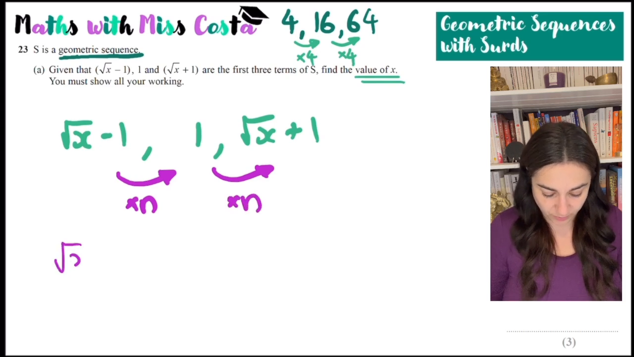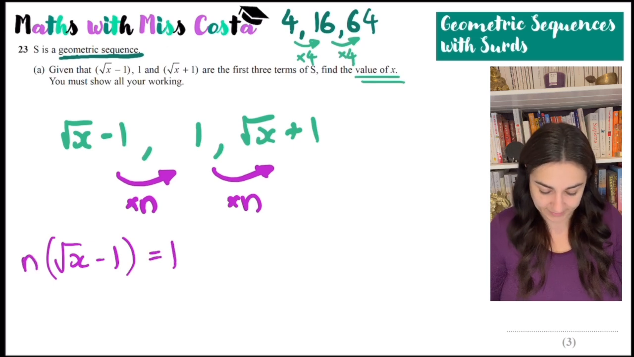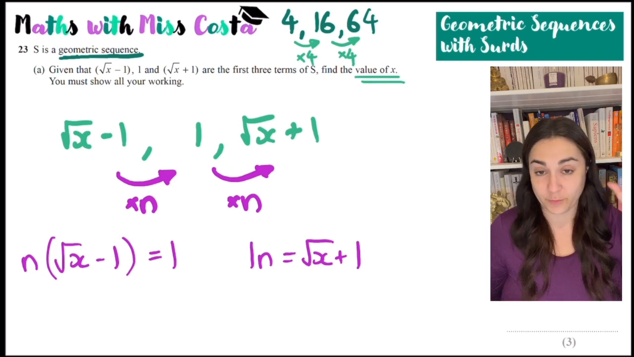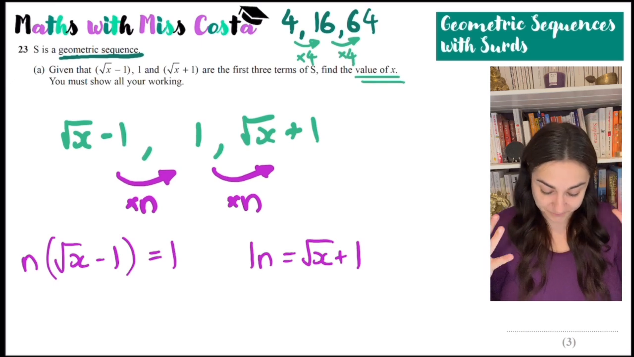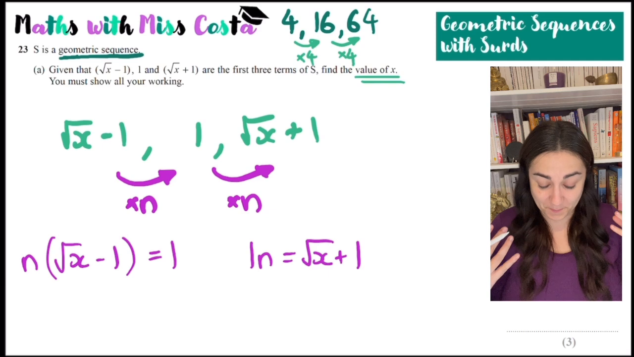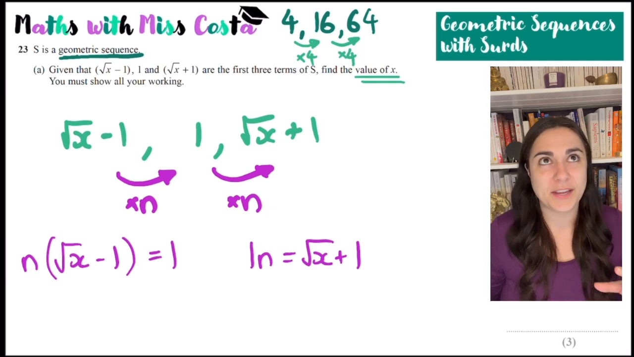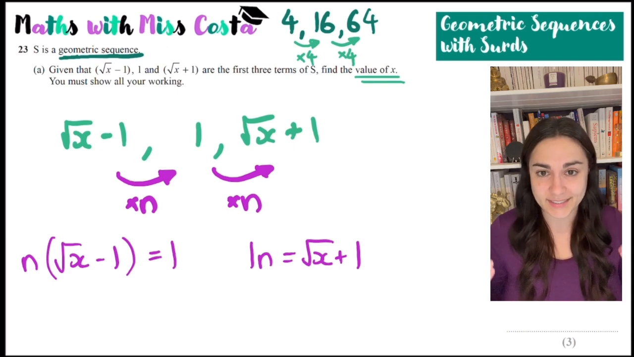Okay, so root x, take 1, multiplied by n equals 1. And similarly, 1 multiplied by n is root x plus 1, because to get from one term to the next, I'm multiplying by n. So what I want to do is figure out what my multiplier is. How can I do that? Well, if you ever get confused with something algebraic or something that you're like, how does this work? Just take it back to the basics.